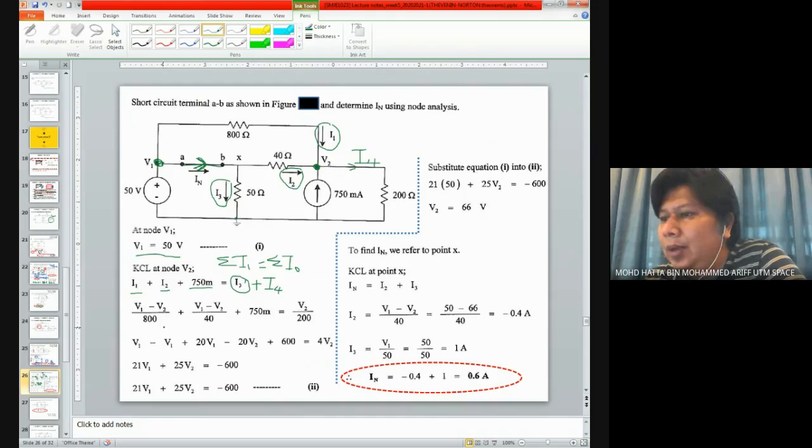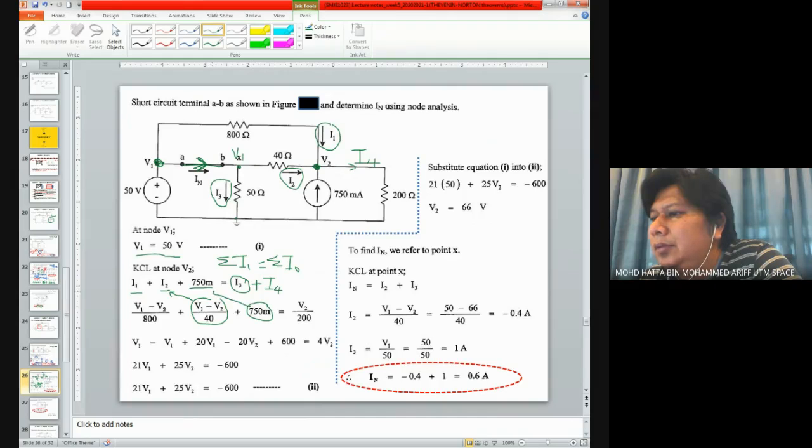For I1, it's very straightforward, because I1 is at the top. V1 minus V2 divided by 800 for I1. For I2, since this is V1, this is also V1 as well. So V1 minus V2 divided by this resistor. This is for I2. And there is 700 milliampere current coming in.